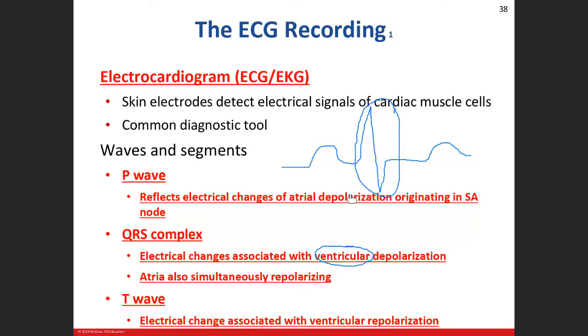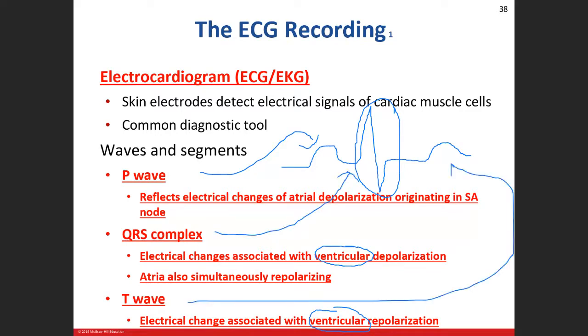And then obviously following the QRS complex, this next little bump right here, that's the T wave, and that's our ventricle repolarization. So this is the P wave, this is the QRS complex, and here's the T wave.